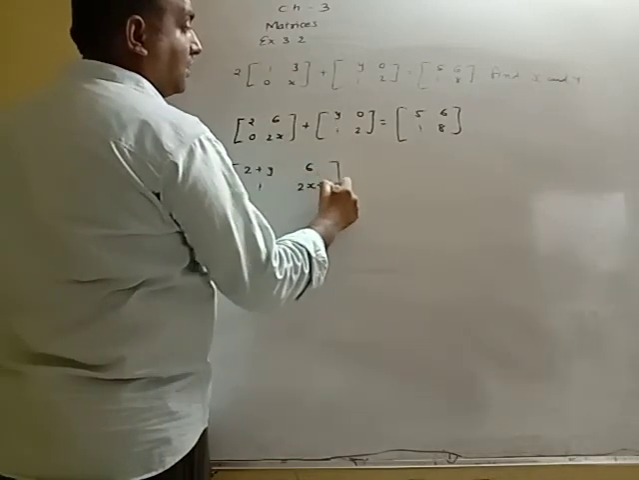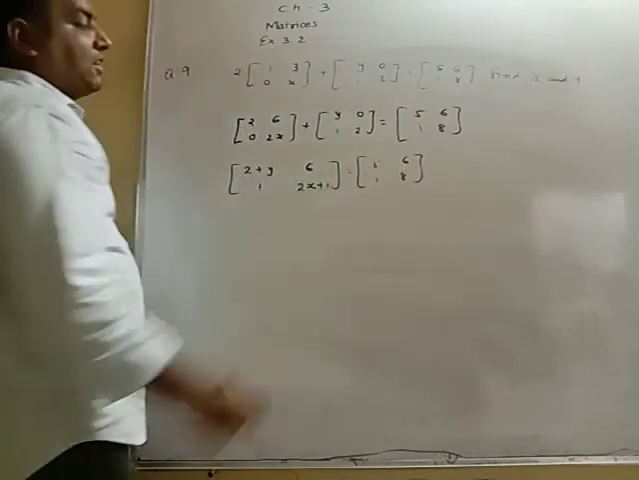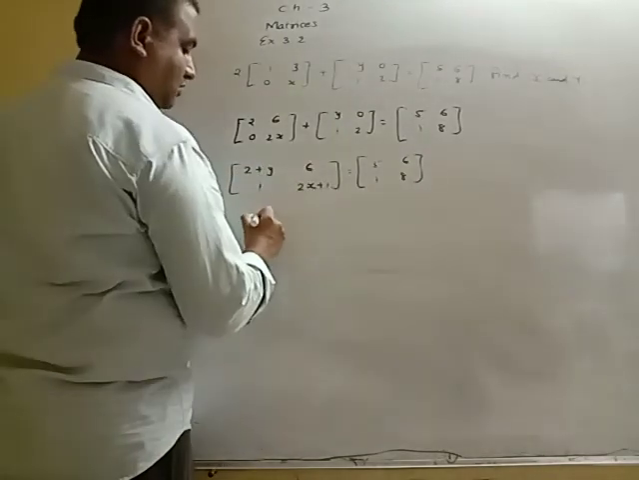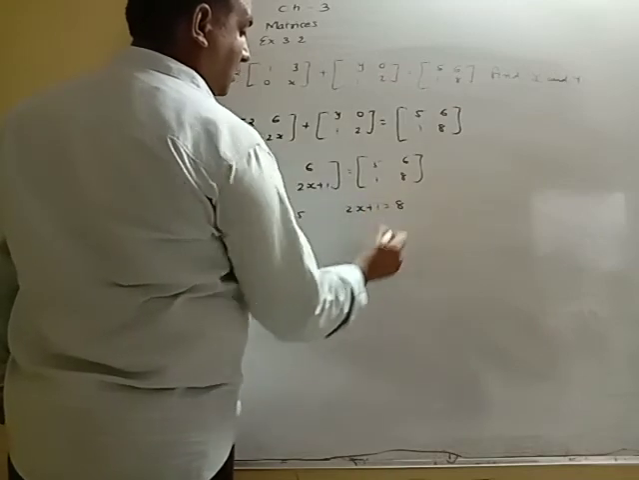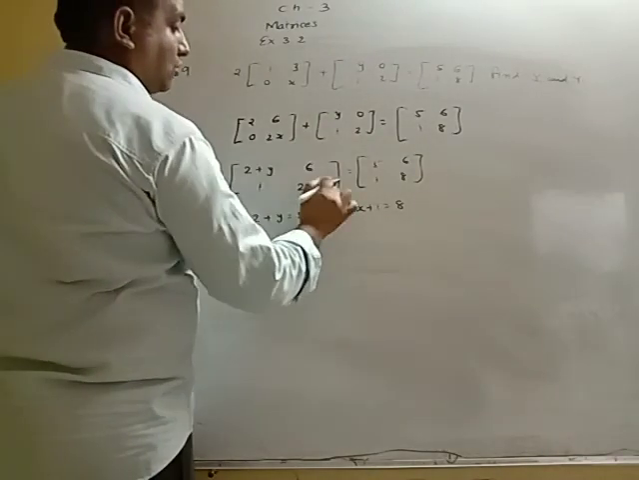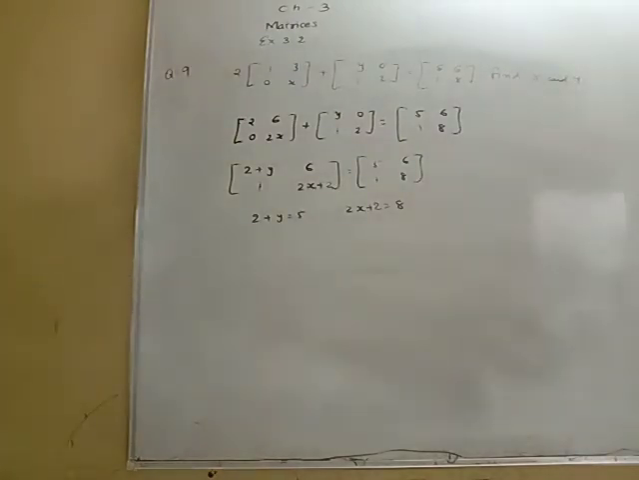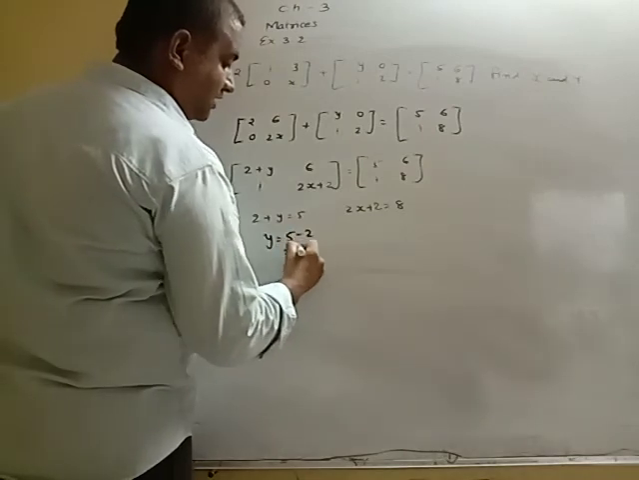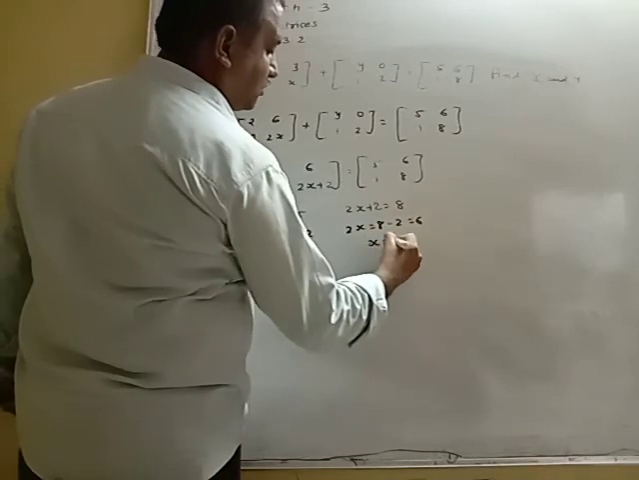equals 5618. Now two matrices are equal, so according to the equality of matrices, each element should be equal. So 2 plus y equals 5 and 2x plus 2 equals 8. And so we simplify them. Then y equals 5 minus 2, that is 3, and 2x equals 8 minus 2, 6, so x is equal to 3.